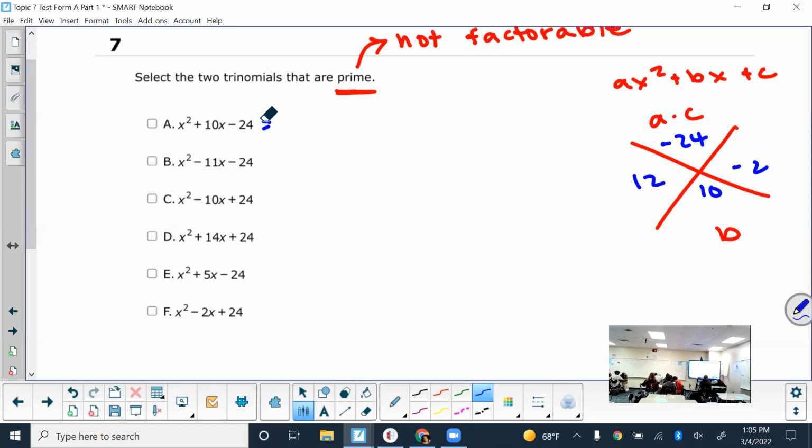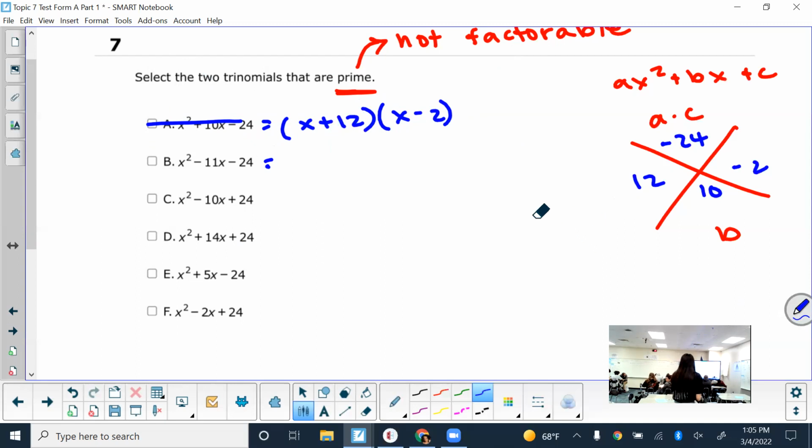So since it does have a winning combination, numbers that multiply to the top and add to the bottom, then A is not your answer. That one is not prime, because it does have an answer. This is what the answer would be. So then you just keep trying until you find the two that are prime.